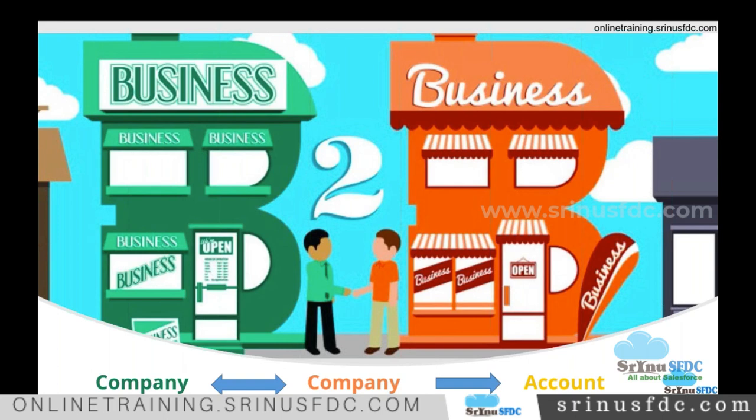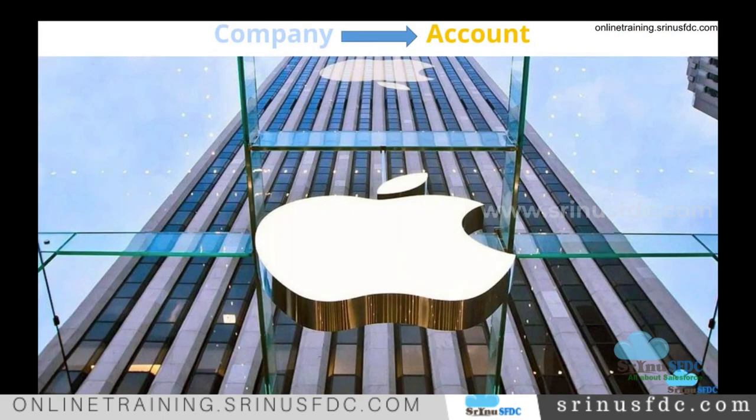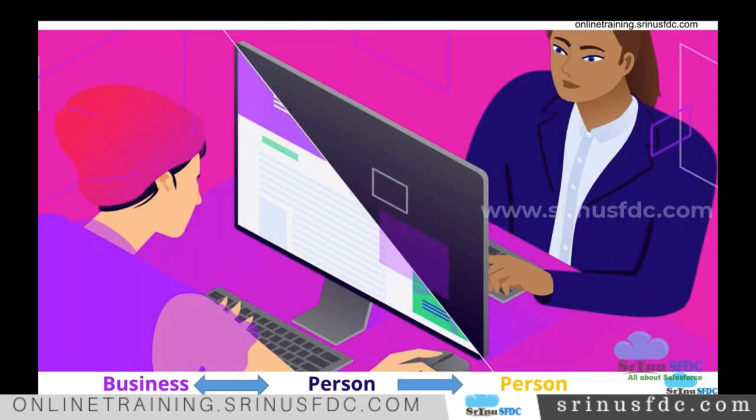Account is the company-specific information. What is the name of the company? What is the address of that company? How many employees? All that information they store in the account. And also, maybe in our example, Big C company, someone inquired from Big C company to Apple. So Big C information is stored in the account.